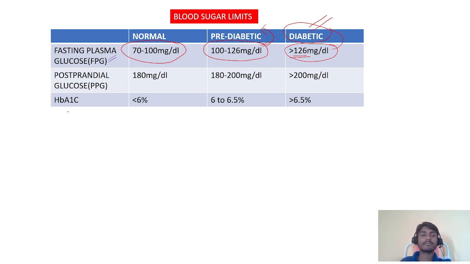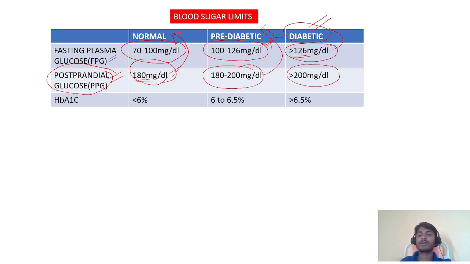Next, postprandial means after taking food. The glucose limit is 180 mg per deciliter, that is the normal condition. If it is 180 to 200 mg per deciliter, then we can call it a pre-diabetic condition.